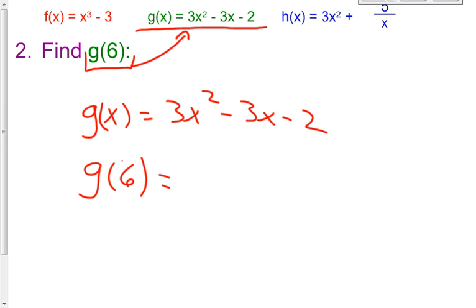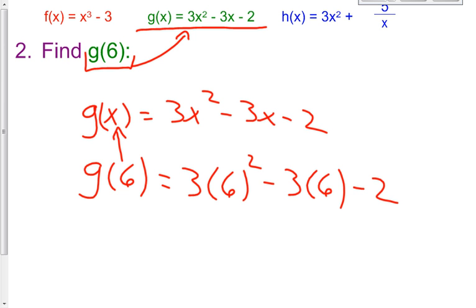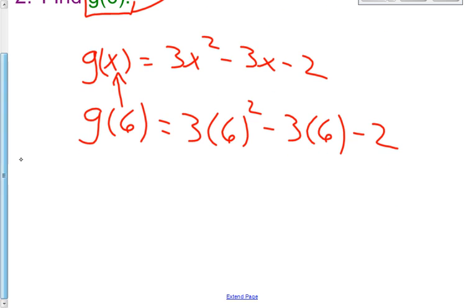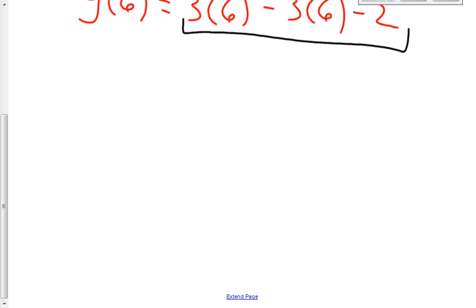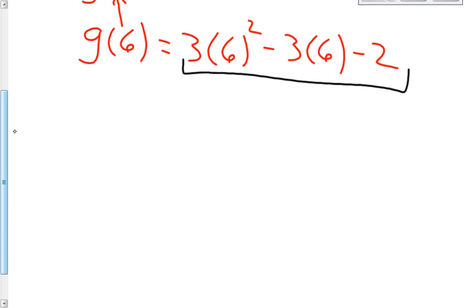So now every time I see an x, I'm going to substitute in a 6. So 3 times 6 squared minus 3 times 6, subtract 2. Okay, all I did was use substitution to put a 6 value into every x that I saw. And now once again, all you're doing is simplifying this right side. So simplifying, we're going to have 3 times 6 squared, which is 36, minus 3 times 6, which is 18, minus 2.